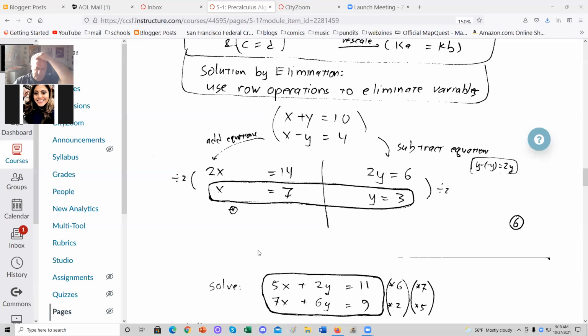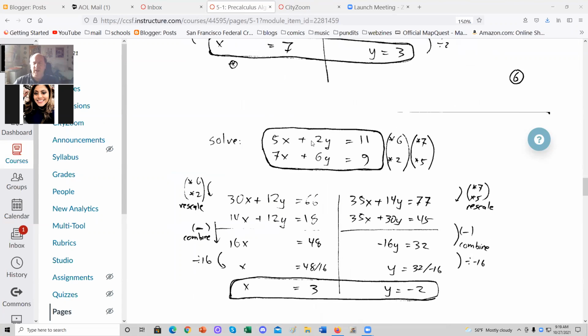Right? So here's another example. 5x plus 2y equals 11, 7x plus 6y equals 9. The idea is we'll rescale the equations so variables line up, and then add or subtract to combine. So for example, let's rescale. You have a 2 and a 6. Let's rescale by a 6 and a 2. If 5x plus 2y equals 11, then rescale it by 6, get 30x plus 12y equals 66. If 7x plus 6y equals 9, then doubling everything on both sides, you get 14x plus 12y equals 18.